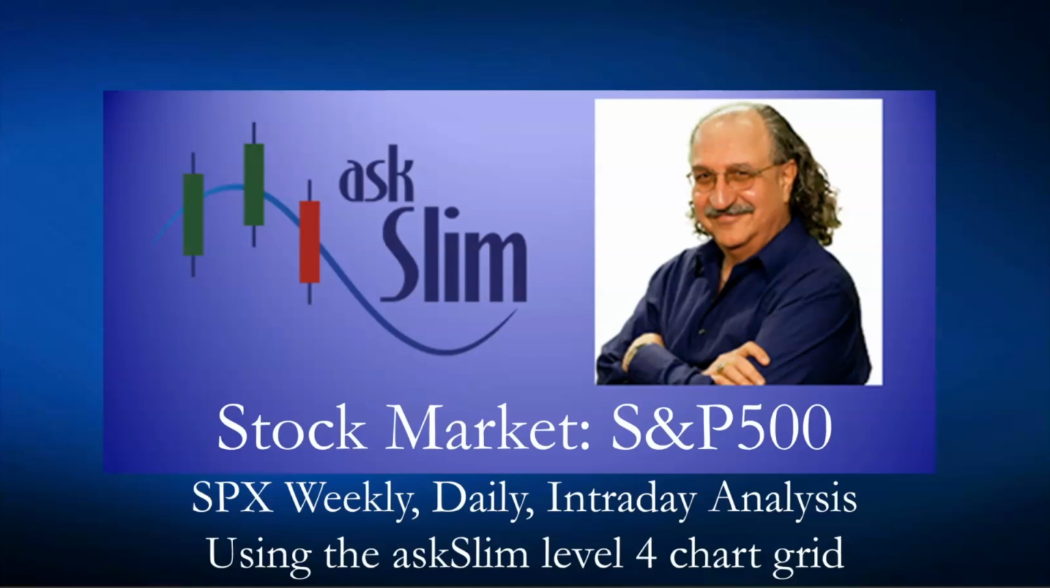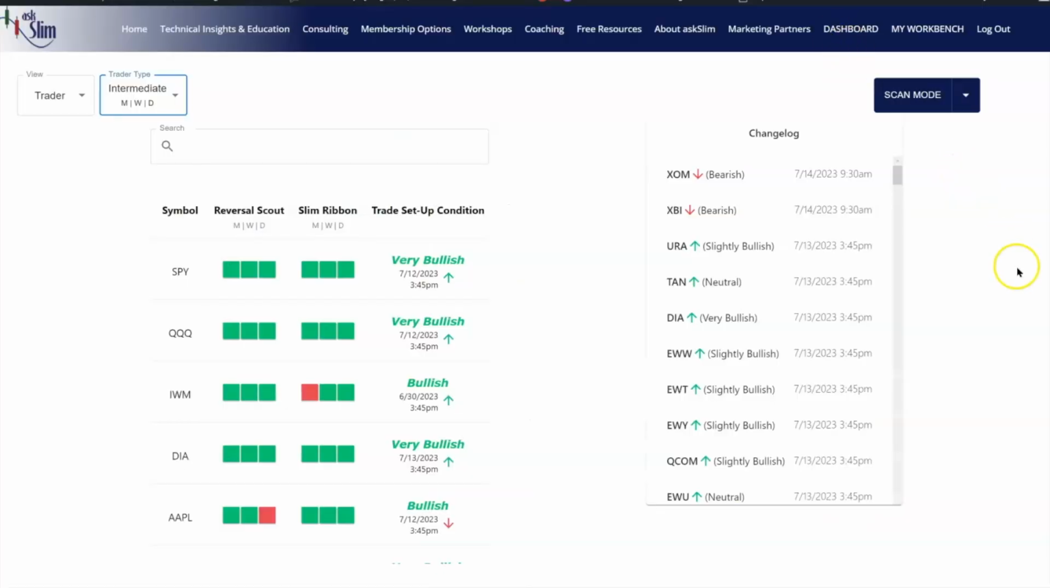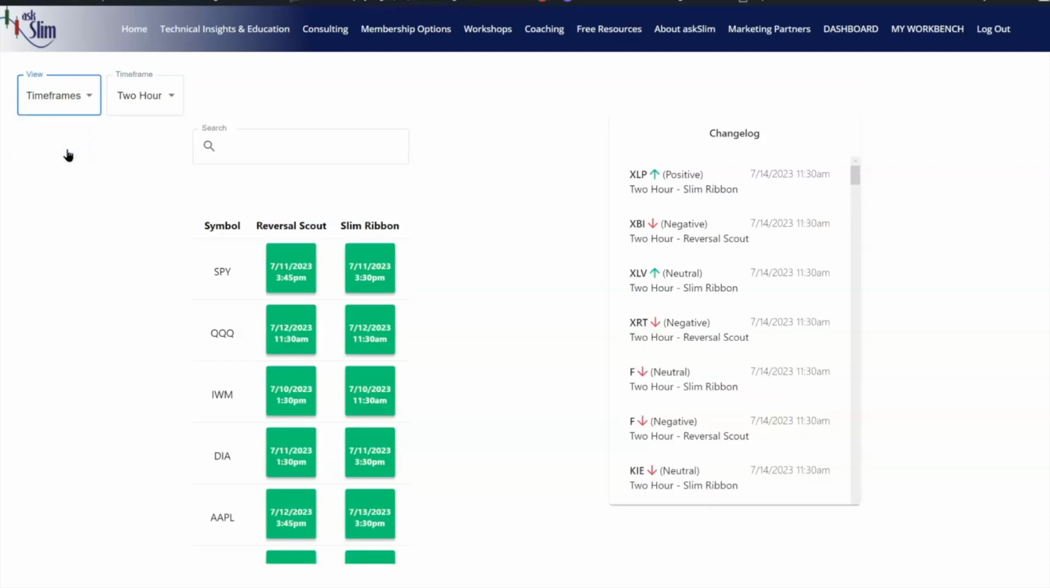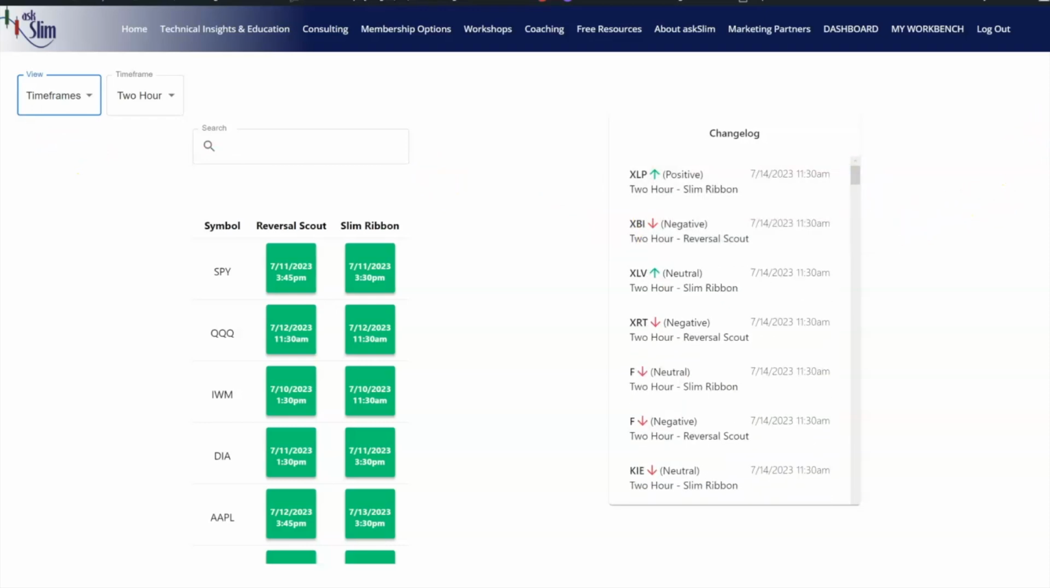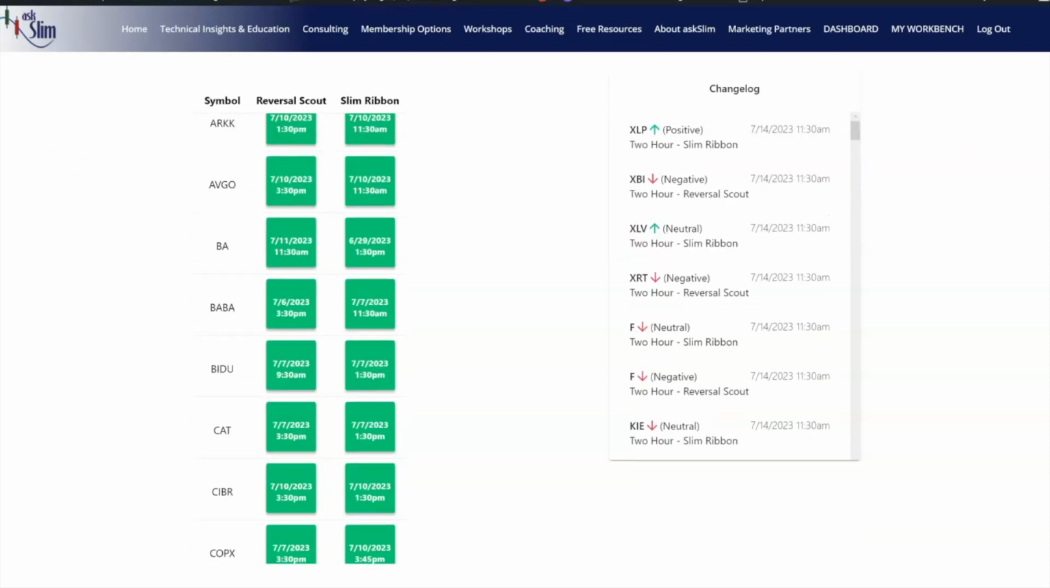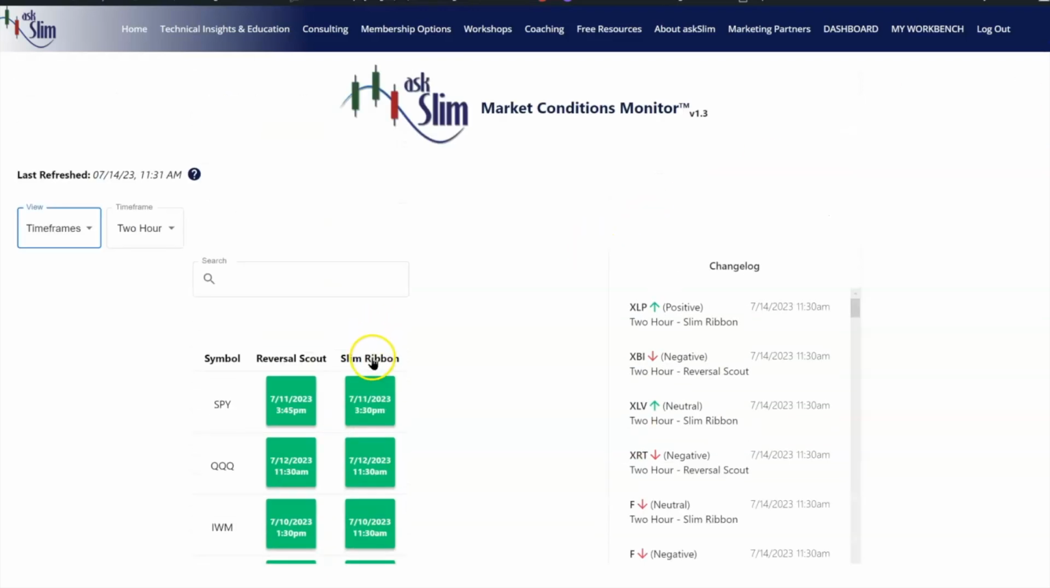Now, what I want to do is go to the market condition indicator. This is included with our level 4 membership, and you can see in here the conditions. Now I'm looking at the intermediate. There are several ways you can look at this. You can look at the trader mode that we're in right now. You can look in the time frame mode, and of course there are 115 different symbols in here, and you would be able to look at all those symbols and even look up individual ones.